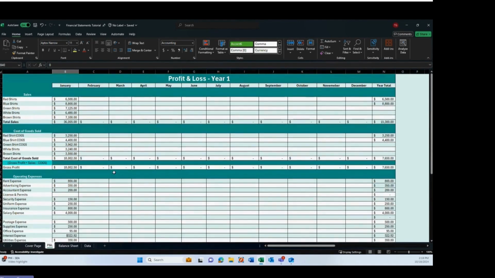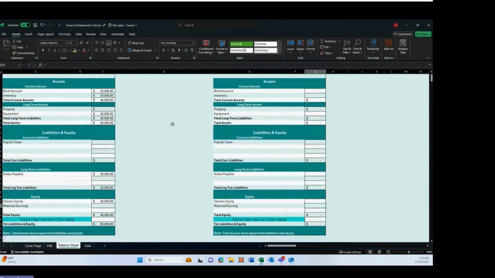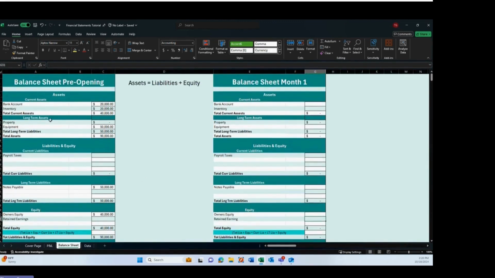So that's it for profit and loss. We're done here. Okay, so if you recall, a few minutes ago, we talked about our pre-opening balance sheet and what things look like on the first day of operations. So now we want to fast forward to the end of the month, and let's see what our balance sheet looks like after the first month of operations.